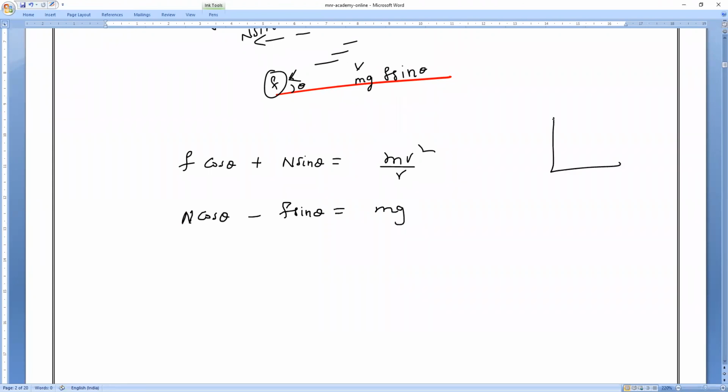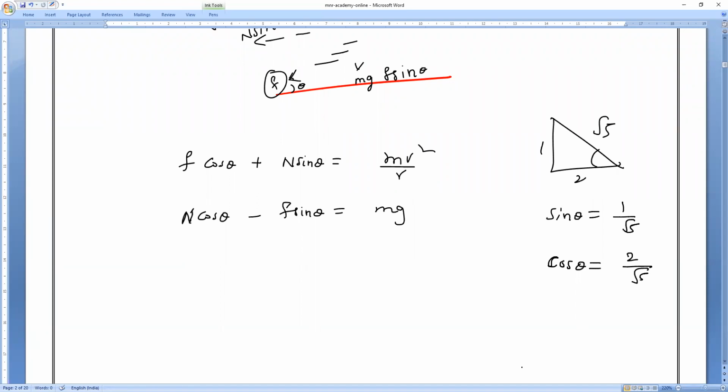From the triangle, we can find it: 2, 1 and root 5. So what is the sin theta value? Sin theta is equal to 1 by root 5. And cos theta is equal to 2 by root 5. Am I right, everybody? Clear? Understand or not?